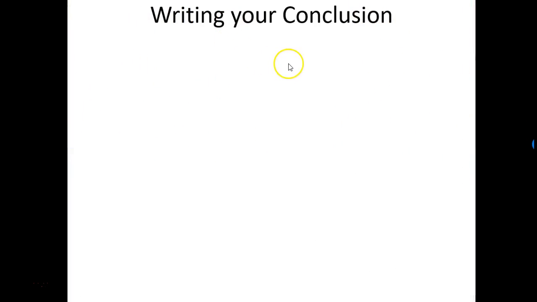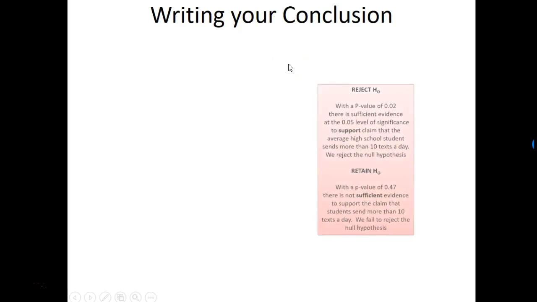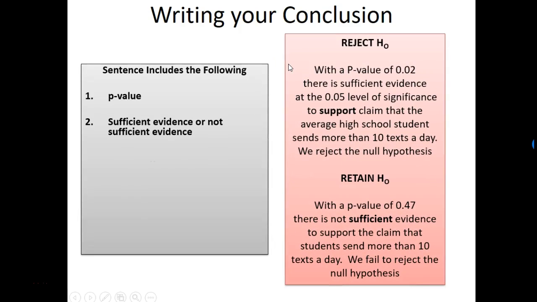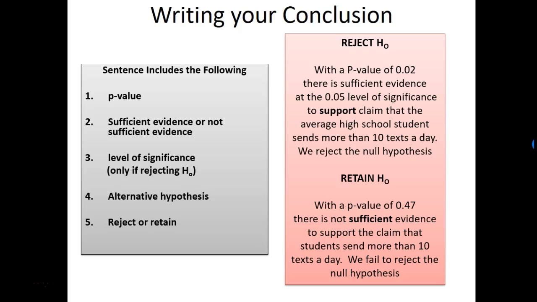So now once we've kind of made our decision, we need to figure out how to write the conclusion. How do you write a sentence summarizing all of this? So it is a little bit wordy. I'm going to ask you to state kind of 4 or actually 5 things in one sentence. The 5 things that you're going to want to have in your conclusion is the p-value, state whether you have sufficient evidence or no evidence, the level of significance, and then only if you are actually rejecting H0. If you retain it, there is no significance. You want to also somewhere in there put the alternative hypothesis and then those words reject or retain. So I've got 5 things stuffed into 1 or 2 sentences.